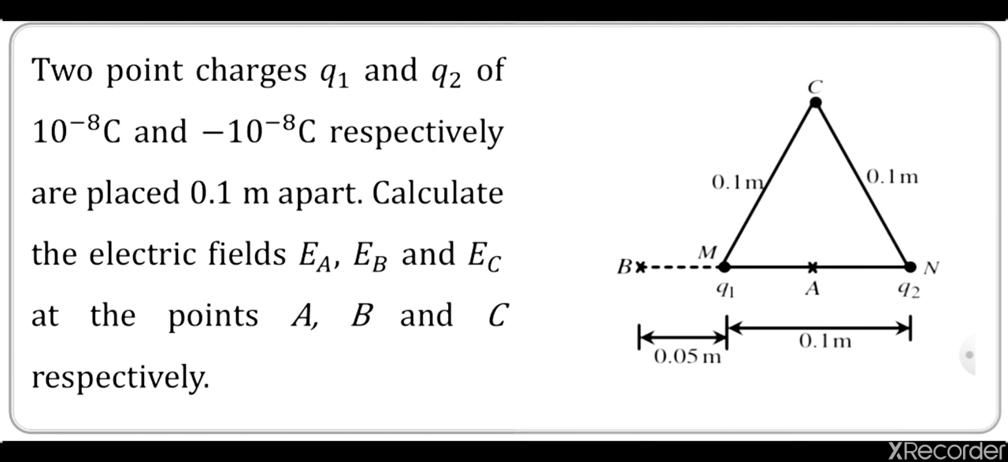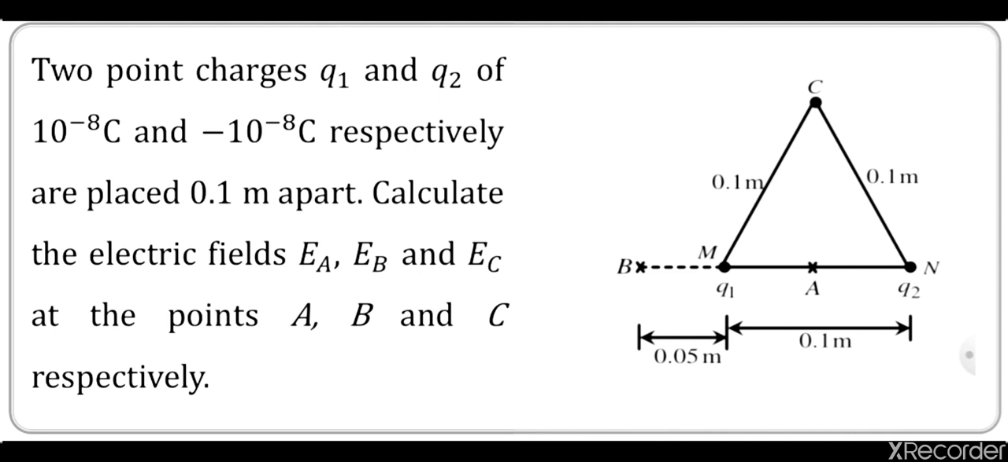Observe in the picture. We can see Q1 and Q2. Q1 is 10 power minus 8 coulomb and Q2 is minus 10 power minus 8 coulomb. So here one is a positive charge and another is a negative charge. We know that for a positive charge the electric field lines of force are directed outward radially, and for negative charges the electric field lines are directed inward towards the charge.